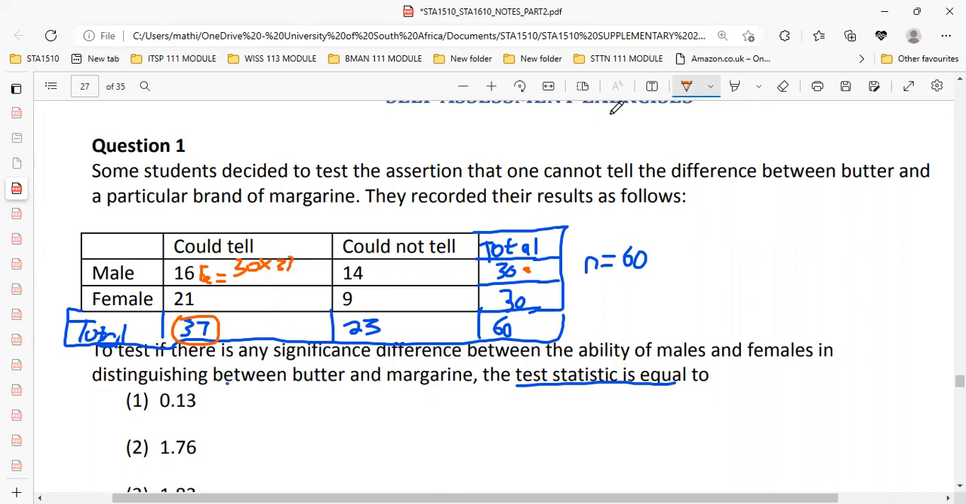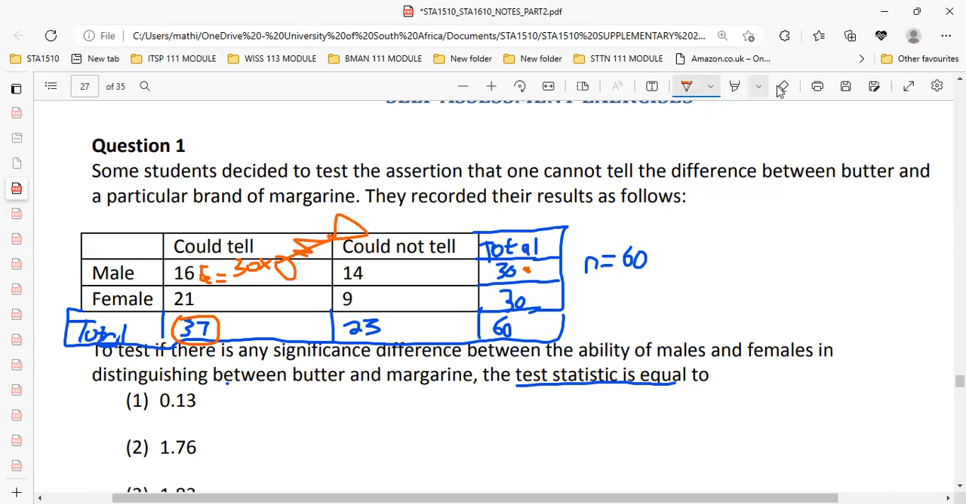I cannot see this properly. 37 here. Okay, let me do this. Multiply by 37. We divide by what? The sample size. Our sample size is equal to 60. Okay, let me wait. Sorry, what's happening?